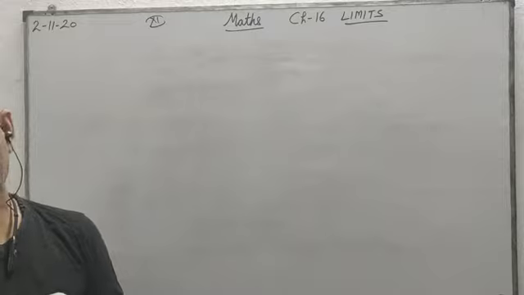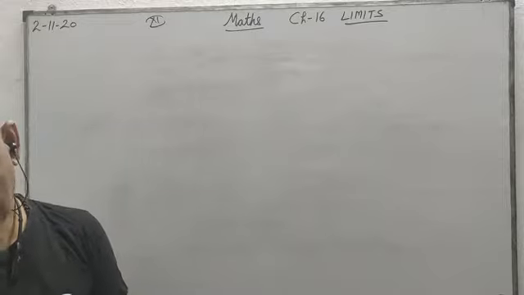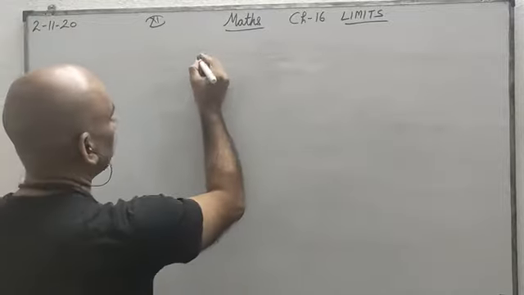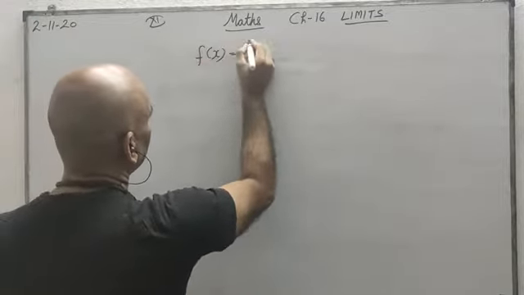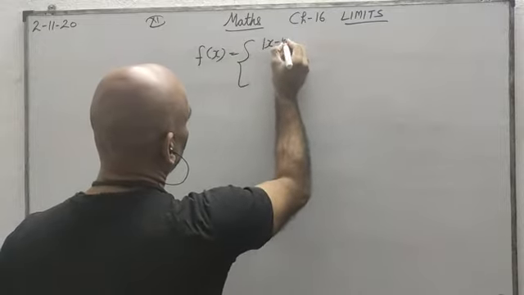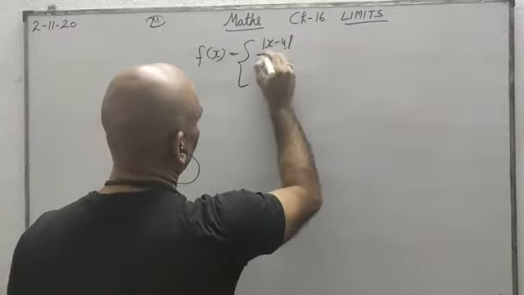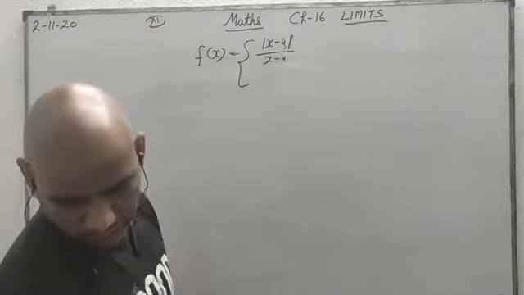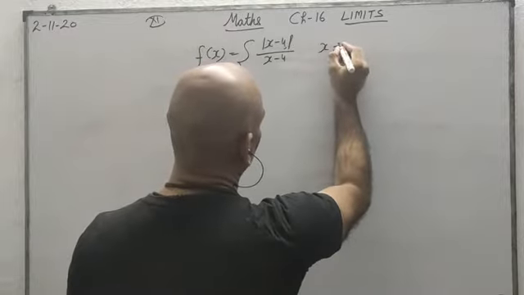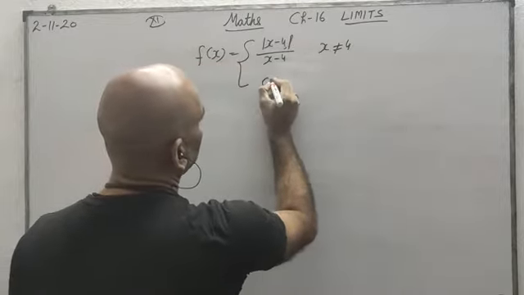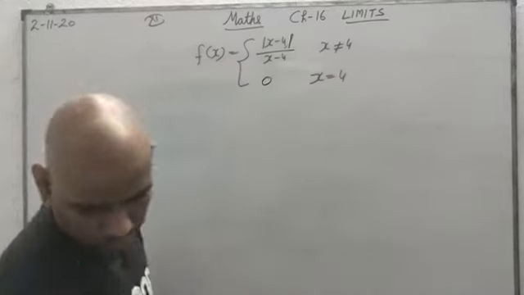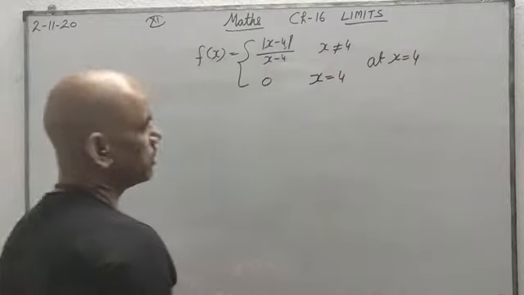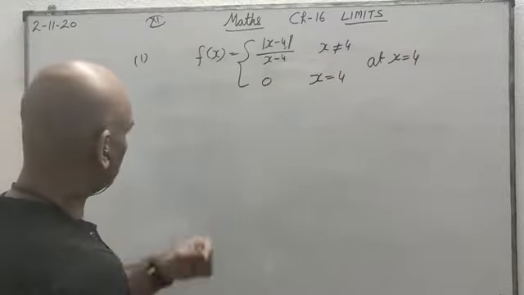If the limit was a positive, then also it will become h tends to 0. Evaluate the left hand limit and right hand limit of a function. The function f(x) is given as modulus of x minus 4 upon x minus 4 when x is not equal to 4, and 0 when x is equal to 4. We will have to find LHL and RHL at x is equal to 4.